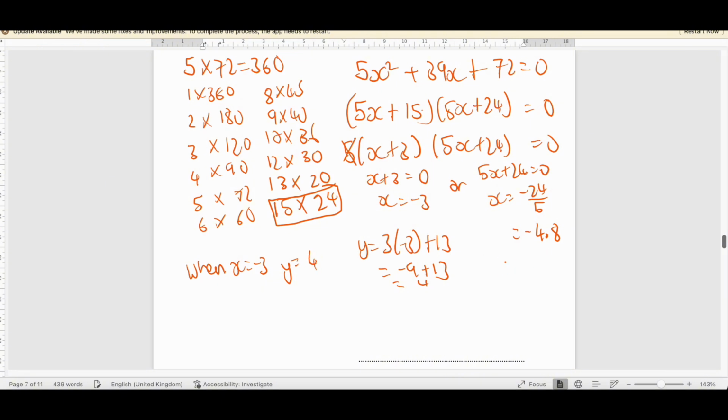And our second answer that we're going to do is y equals 3 times minus 4.8, and then we're going to add on 13. So this is minus 14.4, and then we add on 13, so our answer is minus 1.4. So our two answers will be, in the second case, x is equal to minus 4.8, at the same time y is equal to minus 1.4. Those are our two answers. I hope this helps.